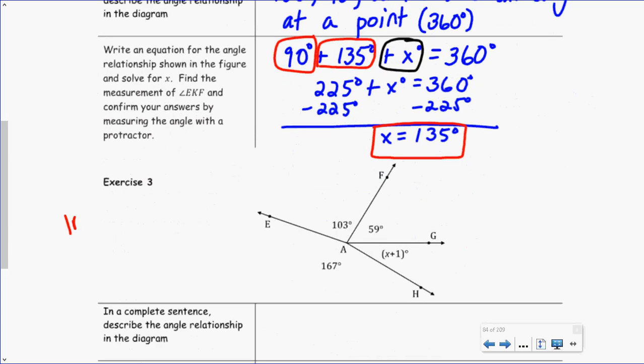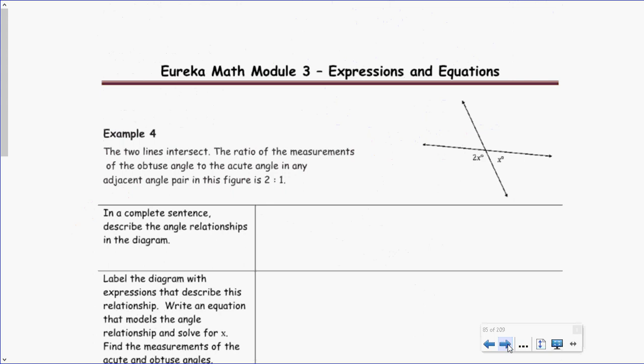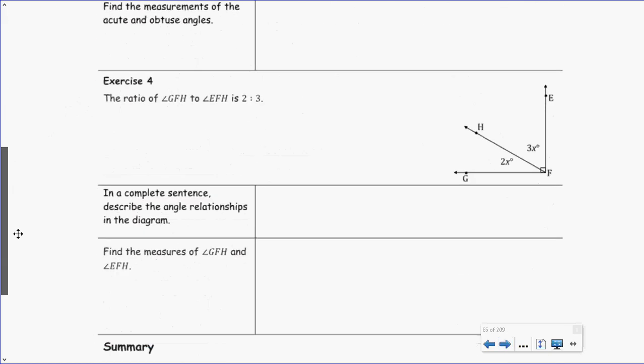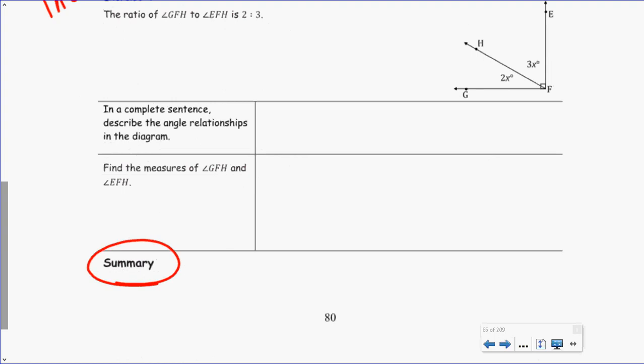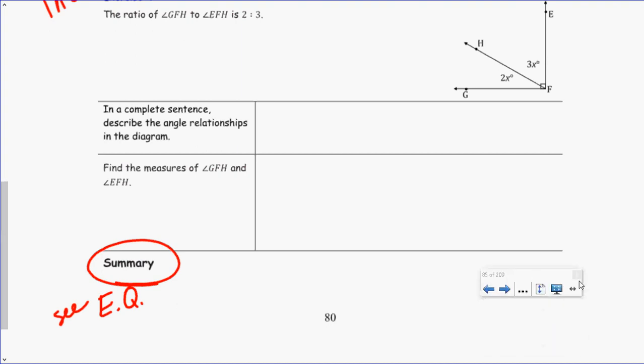Okay, exercise 3 is going to be done in class. So you can ask questions on that one if you get stuck in class. And then we're actually going to do all of example 4 and exercise 4 in class. Okay, don't forget to do the summary on your own time, and that answers the essential question. So go back to your essential question to help with your summary. Okay, and that is a wrap on lesson 10.